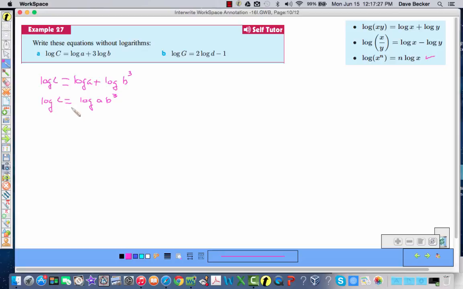Well, if log of C is equal to log AB cubed, then C must be equal to AB cubed. Hopefully that is intuitive for you and it is obvious.